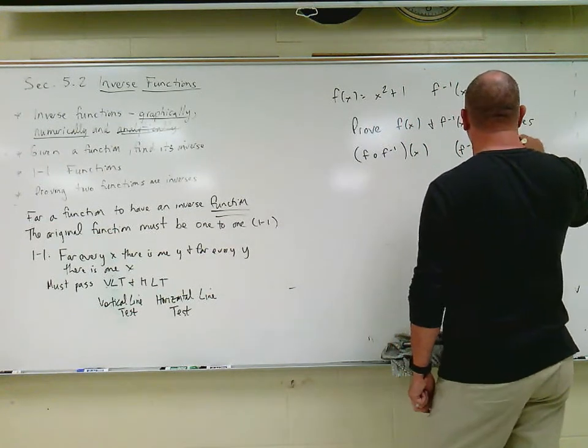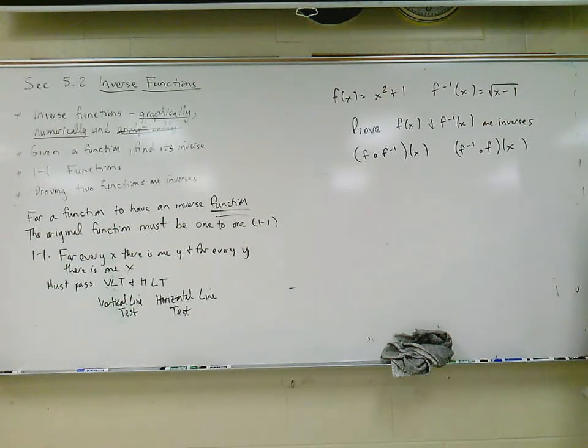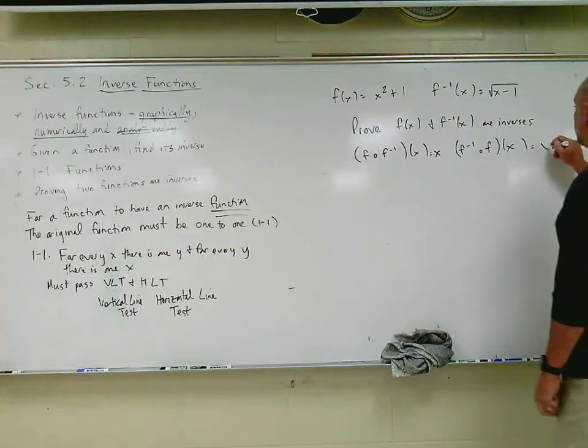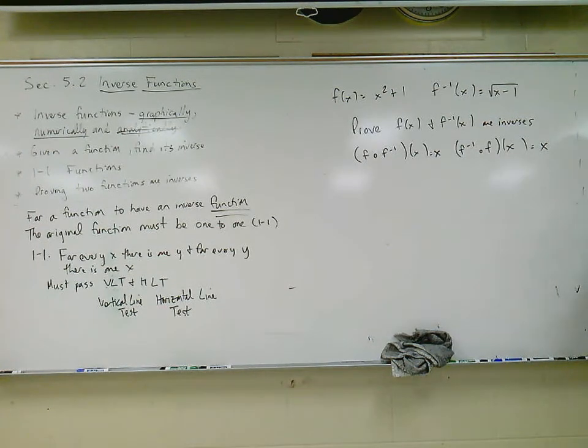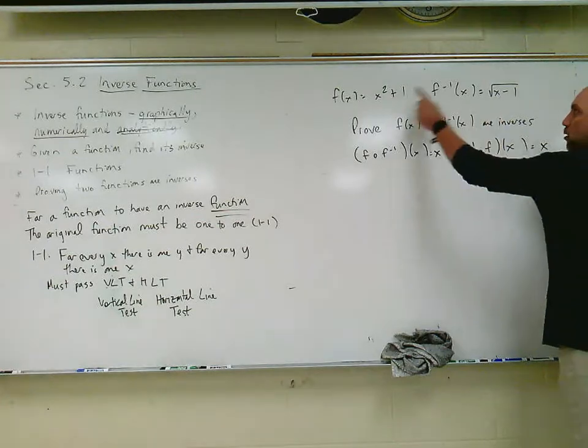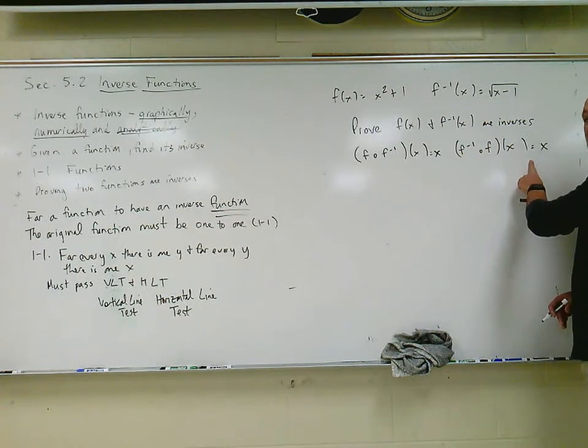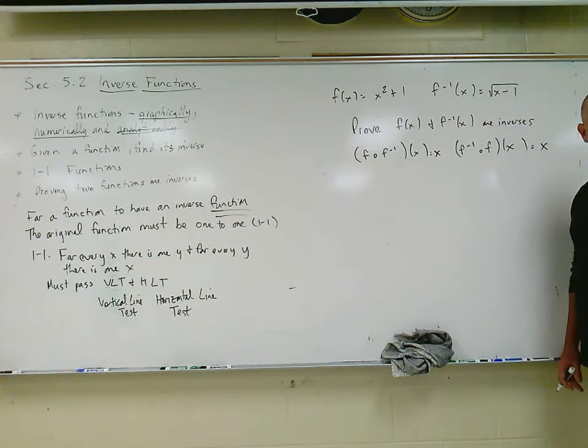Remember, this was the last section. This is what you did last in 5.1, composition. And whichever one you do, you should always get x, because it's like you're going in a circle. You switch x and y. So if you put one into the other one, it doesn't matter which one you do, you should get x. And if you get x, it proves that they're inverses.